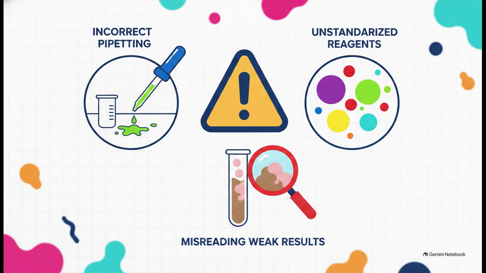When things do go sideways in the lab, these are almost always the culprits. These are the most common technical errors that will completely invalidate a reported titer. Messing up your serial dilution pipetting? Yeah, that'll ruin every single subsequent tube. Using unstandardized antigen concentrations? That's going to push you straight into that prozone or postzone we just covered. And finally, if you misread those weak, sub-agglutinating reactions as positive, you are going to falsely elevate your reported titer.